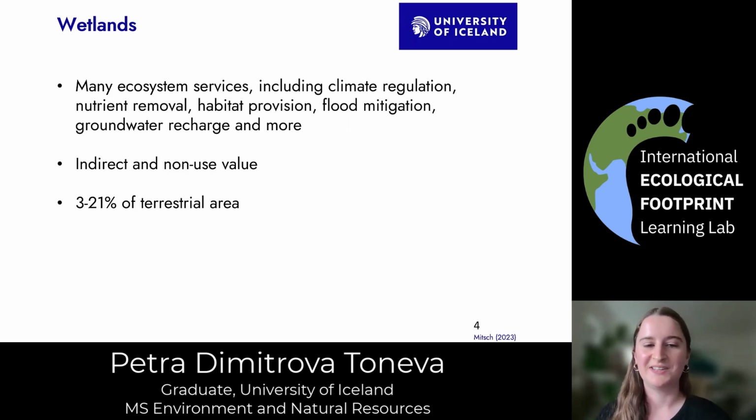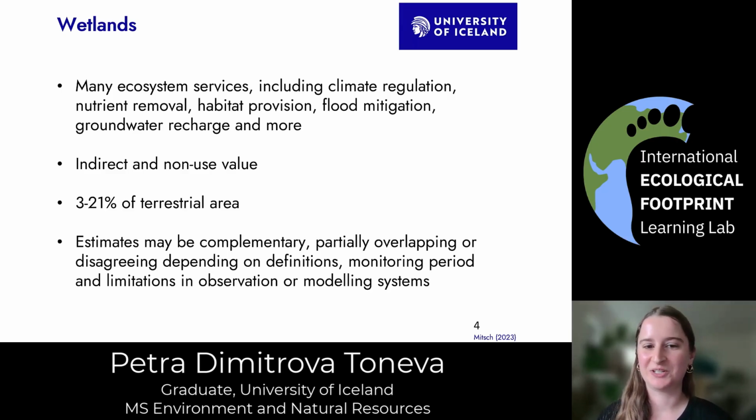And then they're also estimated to cover between 3 and 21% of terrestrial area, depending on the estimate. And this is, of course, a very, very large range. And this really depends on the definitions that are used in the estimate, also the monitoring period and limitations in observation and modeling systems. And the different estimates of wetland area can either be complementary or partially overlapping, or they can also entirely disagree depending on these factors.